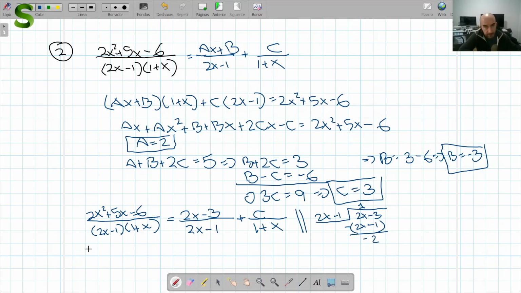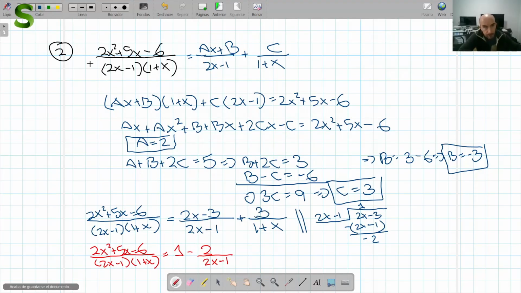And so my original fraction, I'll write it in red now, 2x squared plus 5x minus 6 divided by 2x minus 1, 1 plus x is going to be 1 minus 2, which is a remainder of 2 divided by 2x minus 1, and then plus 3 divided into 1 plus x, which is the same as before, and we get the same solution.